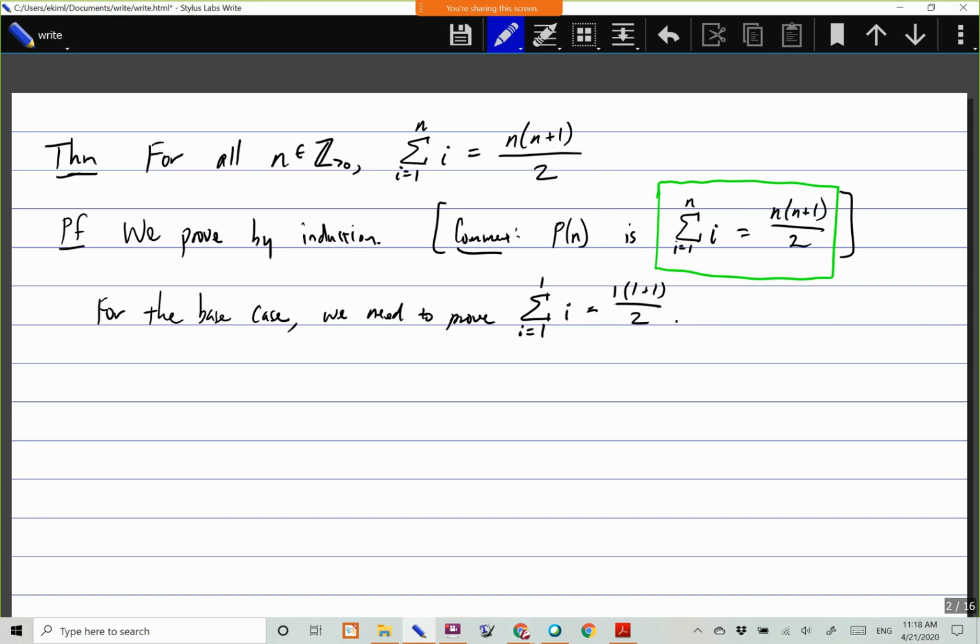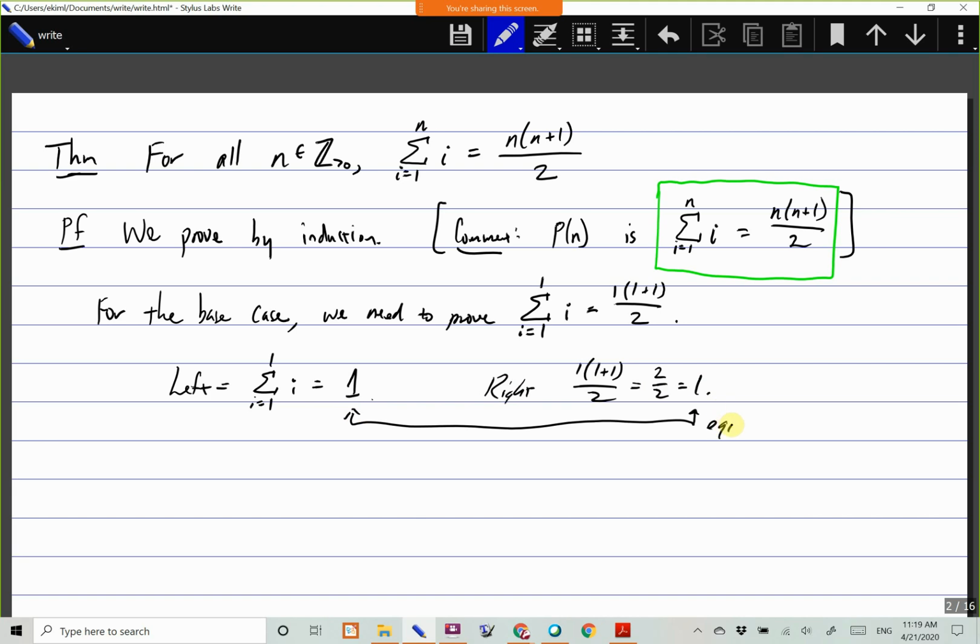So proving this, we don't need anything super fancy. Just take a look at the left side. The sum i from 1 to 1 of i just means add up things that look like this expression i, starting with i equals 1 and ending at i equals 1. So there's only one term, and it's 1. The right side is 1 times quantity 1 plus 1 over 2. This is 2 over 2, which is 1. Cool. These are equal, right? That'll do for our base case here.